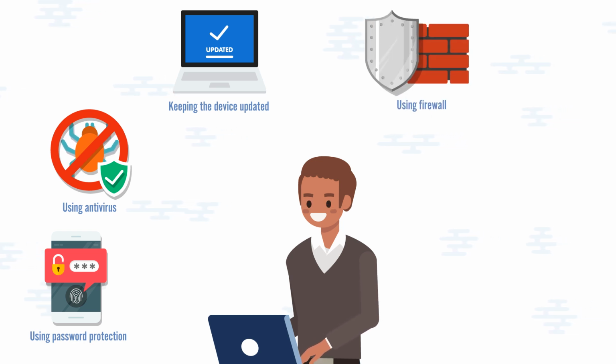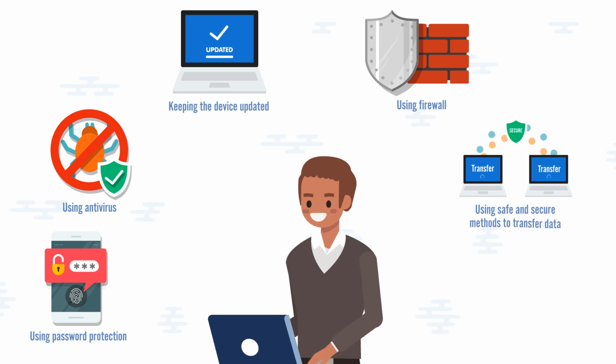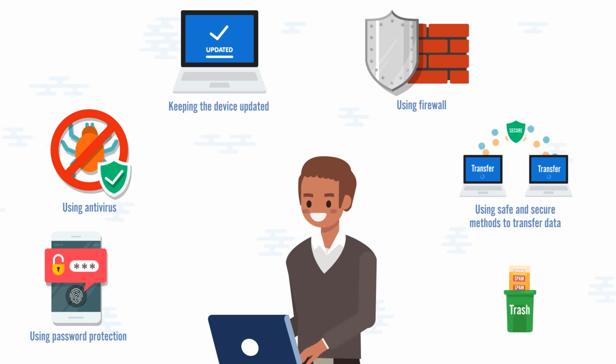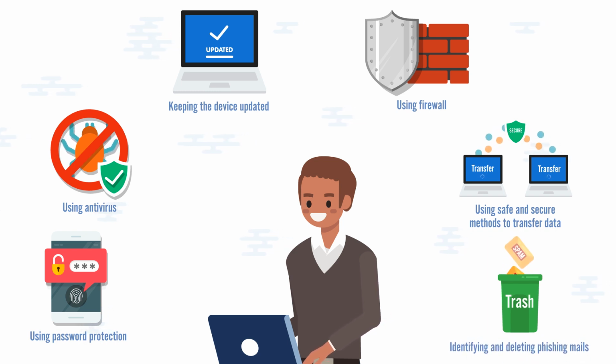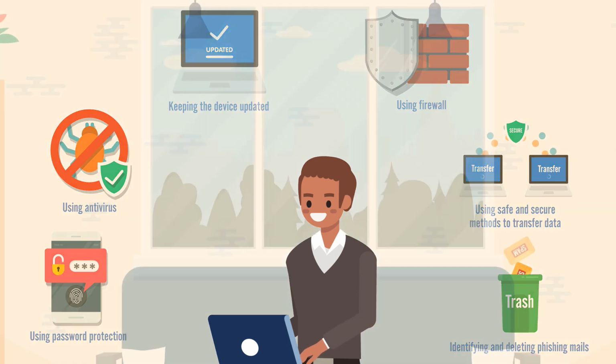Using firewall. While setting up a Wi-Fi at home, make sure to turn on the WPA2 encryption protocol. This will block third-party users from gaining unauthorized access to your network and hence secure it. Using safe and secure methods to transfer data. Do not use random flash drives or CDs to transfer data, as they may contain viruses. Identifying and deleting phishing mails to prevent ourselves from opening the mail accidentally in the future.